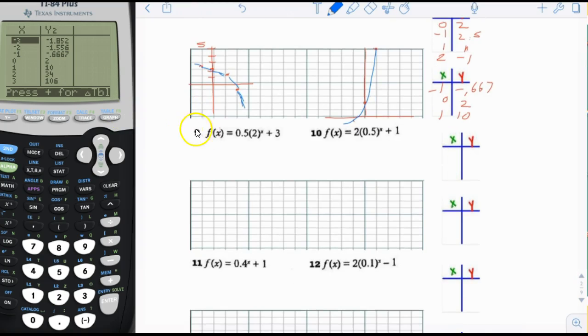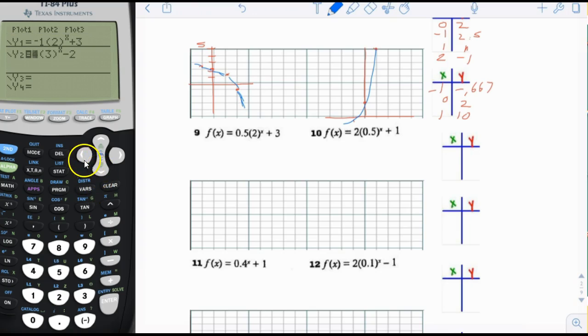Let's go to the next one. So 0.5 times 2 to the x. Just going to turn off this one. I'm going to put in the next one. 0.5, 2 to the x, right arrow, +3. Graph it. You start to notice a trend here. The exponential curve approaches some horizontal line here. It becomes a horizontal line, but it's always different, right?